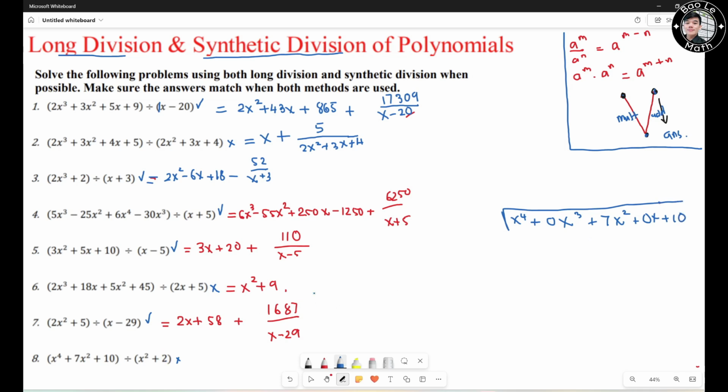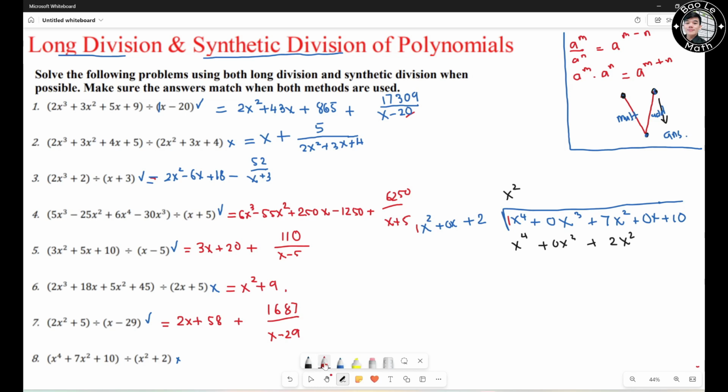Divide by s squared plus 2. Now you need to rearrange this one, s squared right here. There is no s term, so you need to make it up, 0s, and then plus 2. Alright. Now the leading coefficient right here, 1. Leading coefficient right here, 1. Right, so s to the power of 4 divided by s squared is going to be s squared. Multiply this one back, it's going to be s to the power of 4 plus 0s cubed plus 2s squared.